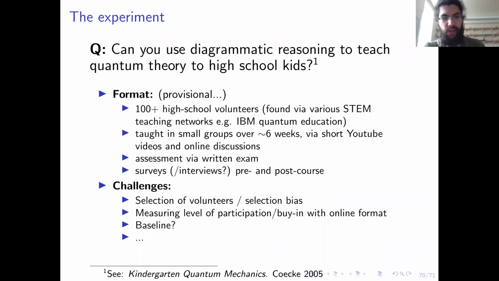I do have a question about this experiment that's still in the works. So you said that the assessment is going to be through written exam. And I was wondering, especially in the context of having a baseline. So let's say that you are comparing people's learning to those university students learning through regular classes. What would be the content of the exam like?